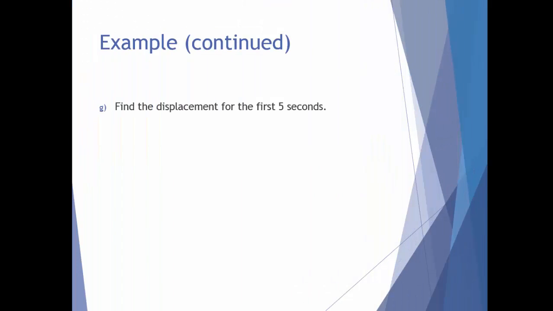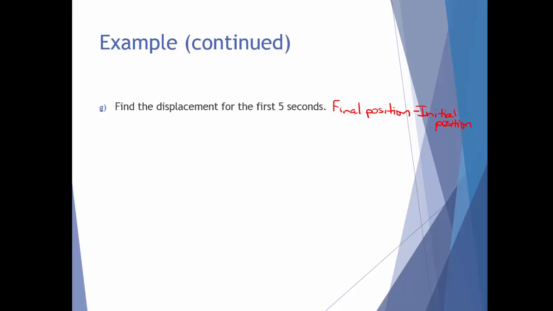The next question is going to ask the displacement for the first 5 seconds. And just in case you don't know what we mean by displacement, that is the change in its position for the first 5 seconds. Do you remember what the particle looked like when you did close your eyes? That's displacement. Displacement is the final position minus the initial position.